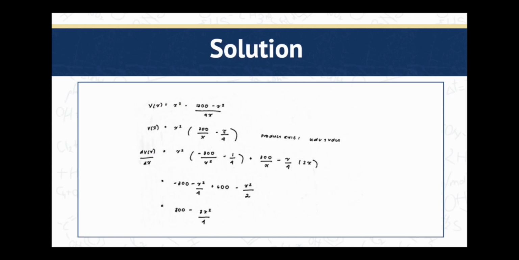The next step would be solving for the first derivative. So let's differentiate V of x with respect to x. That would give us x squared multiplied by the derivative of the second term, which is going to be negative 300 over x squared minus 1 over 4. And we're going to add it with the second term, which is 300 over x minus x over 4, multiplied by the derivative of the first term, which is 2x.